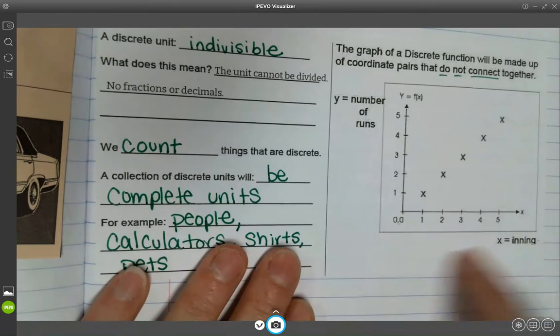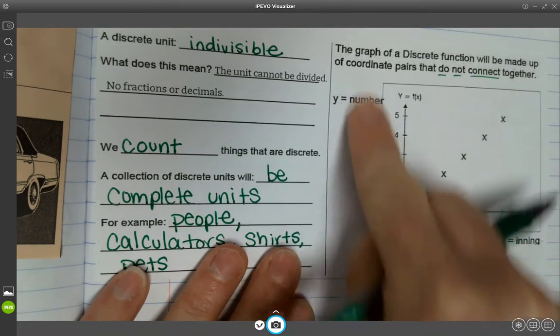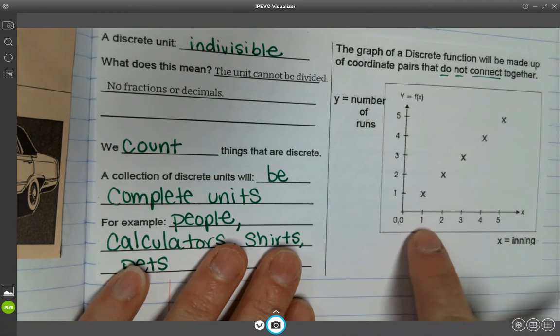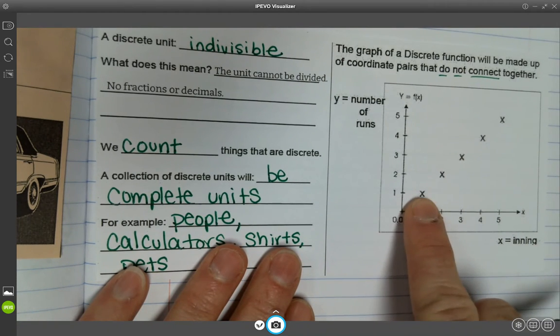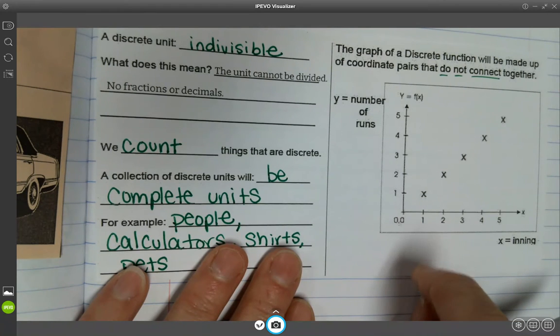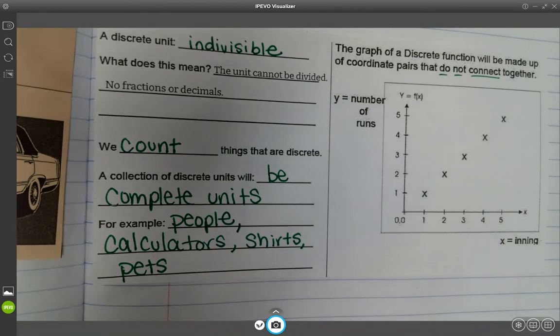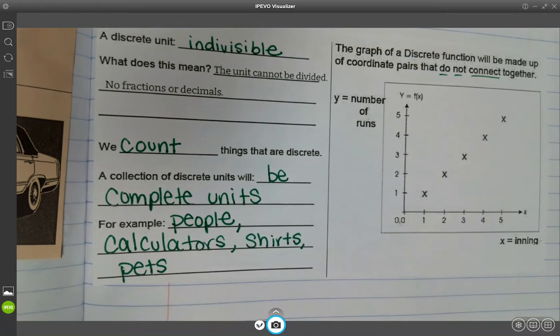So if we look at this graph, it says inning and number of runs. So let's talk about baseball. So 1 inning, 1 run. Would you be able to count if they went to second base but didn't make it all the way to make a point? You wouldn't count it. So that's why this is discrete data.